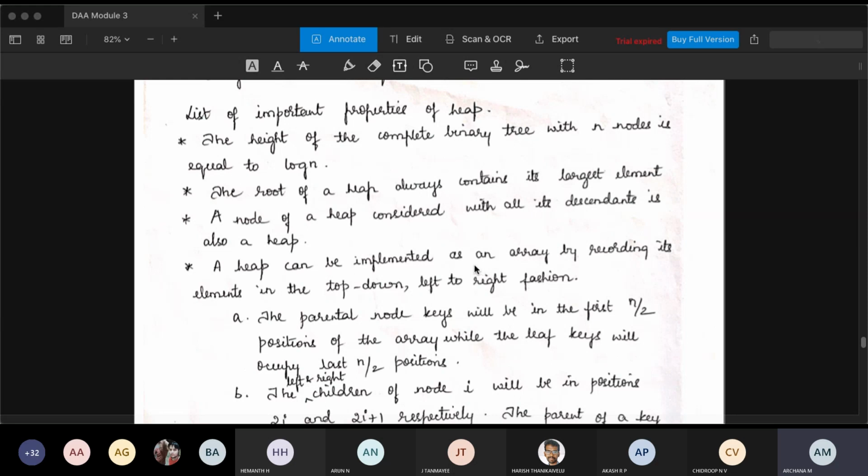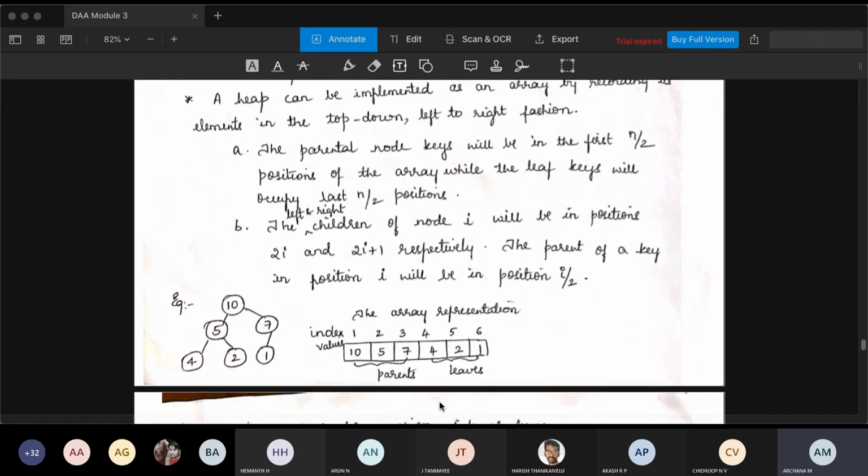Okay. Heap can be implemented as an array by recording its elements in the top down, left to right fashion. For example, this is a tree, whichever you have. This is considered as a heap for me. And you can represent this as an array like this. Look here, the array representation, that is top down, left to right. From top you have to come, and from left to right you have to move. I'll write that and I'll show you.